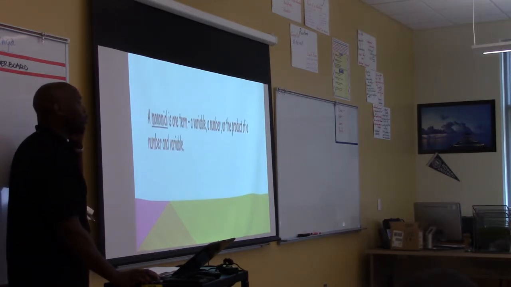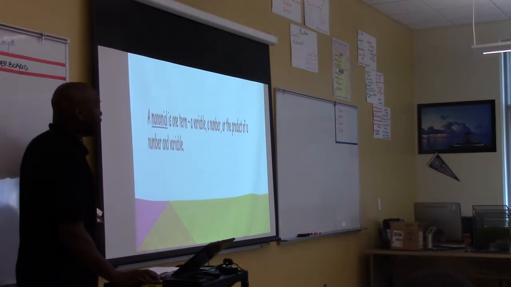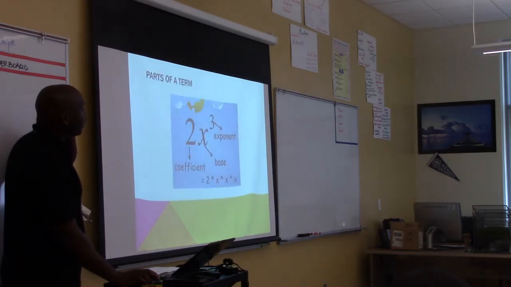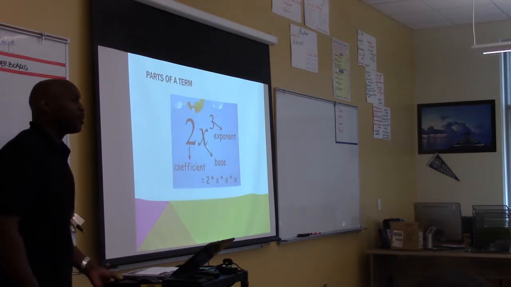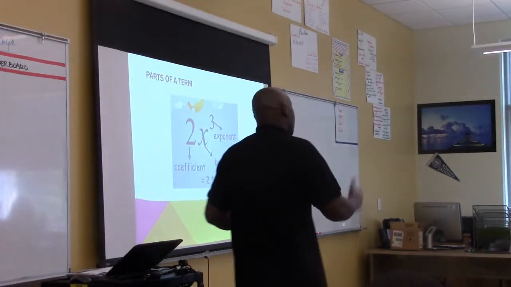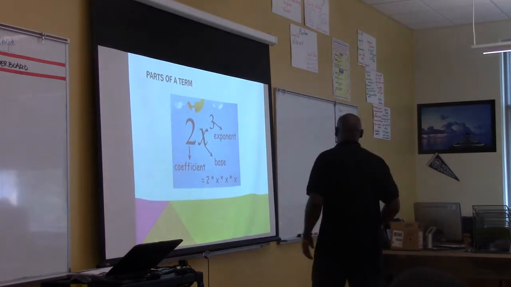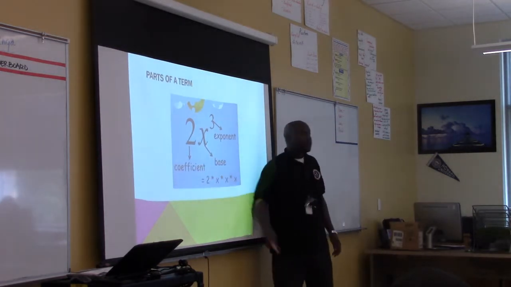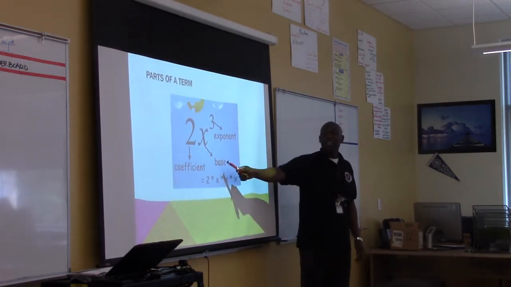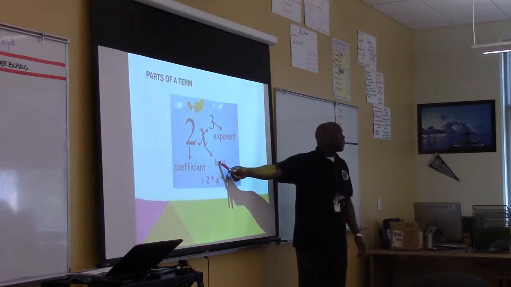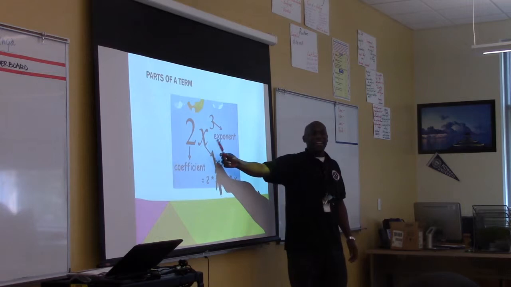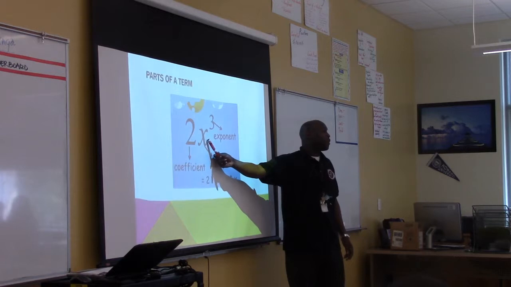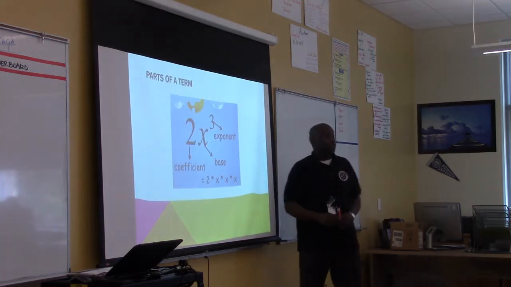A monomial is one term: a variable, a number, or the product of a number and a variable. Here are the parts of a term. It can be the product of a number and a variable. What do we call that number? We call that number a coefficient. And then we have the base. The base is the number or variable that has the exponent attached to it.